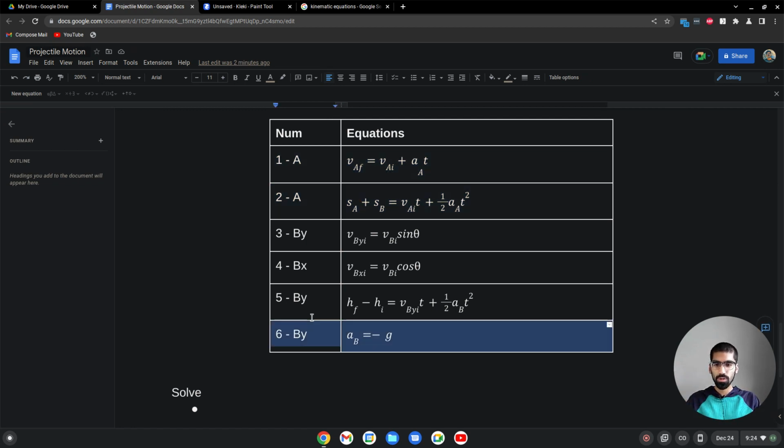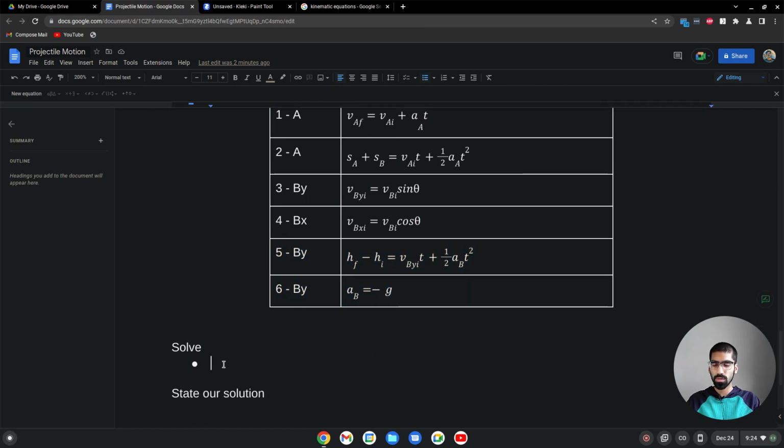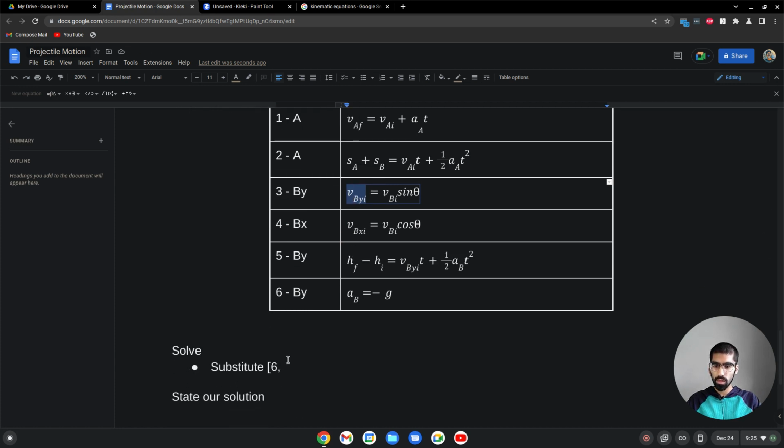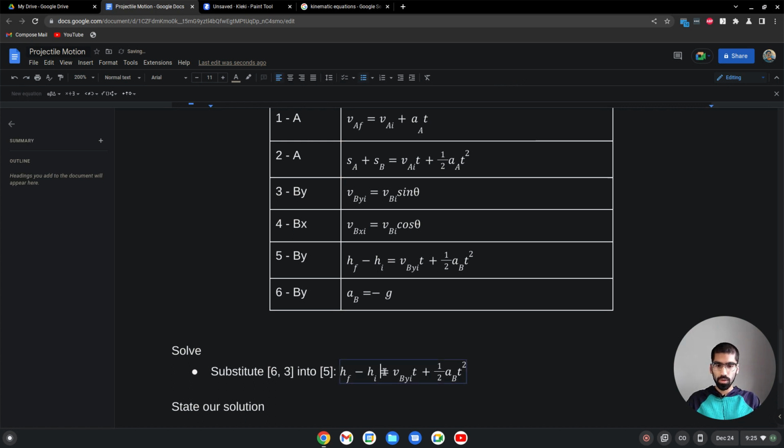So let's use that strategy. We're going to focus on the y motion first and solve for time with these equations. So we want to substitute 6 and 3 into 5. Making those substitutions here, this turns into minus g instead of plus AB.